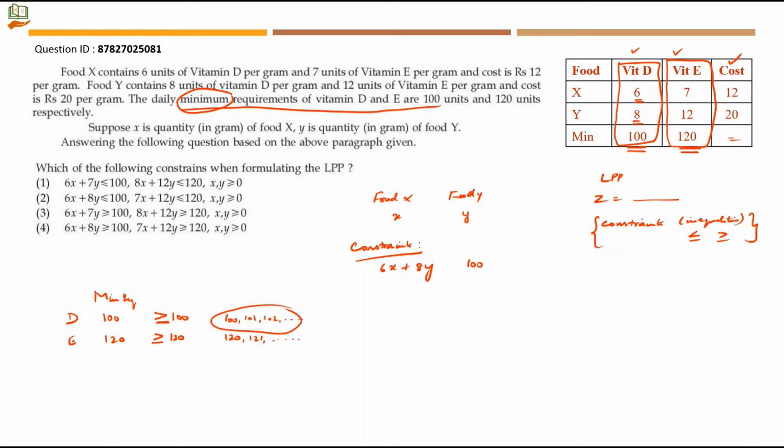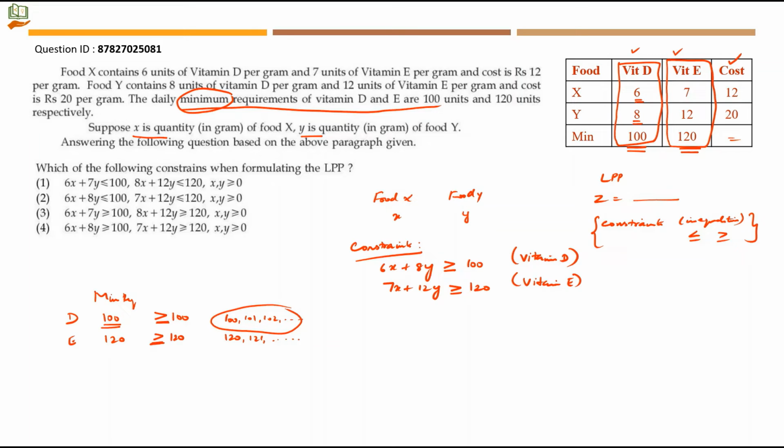Why do we include the equal to symbol here? The minimum is given as 100. So it will be greater than or equal to. Either it will be 100 or more than 100. Similarly, we will place greater than or equal to 120 because it is either 120 or more than 120. In that case, 6x plus 8y should be greater than or equal to 100. Now the vitamin E equation will be 7x plus 12y is greater than or equal to 120. Remember, this is for vitamin D and this is for vitamin E.